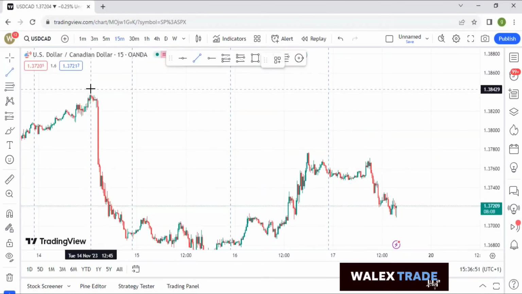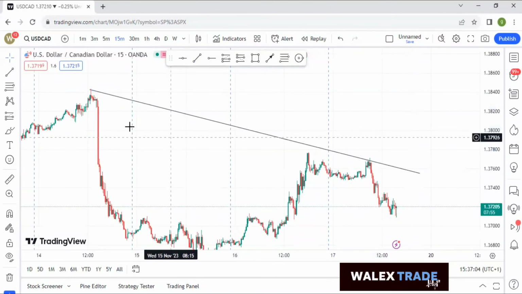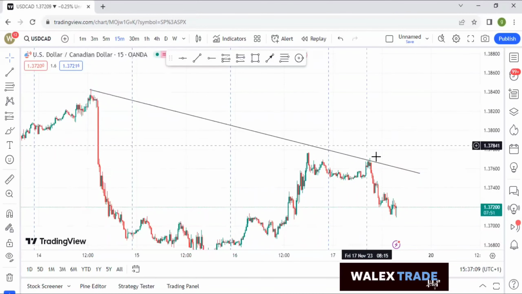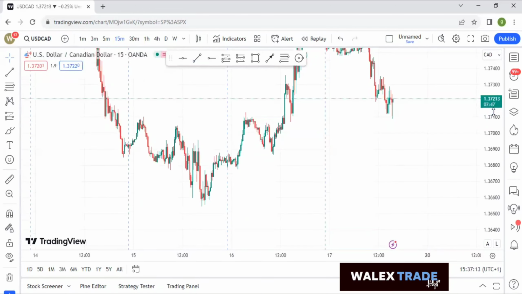Like I said, personally, I usually pay attention to the body of the candle or the wick. So let me draw it from the wick. You can see the second touch, 1, 2. So you have at least 2 peaks, so this trend line is valid. Let's say I want to draw it from the downside.